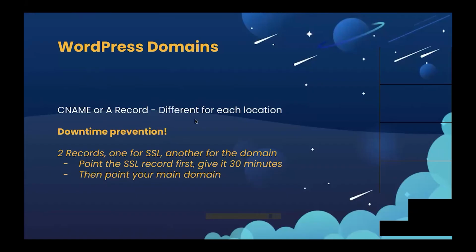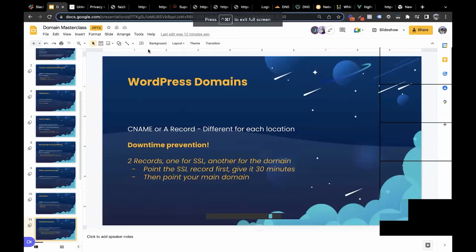So to prevent the downtime, we've divided this into two parts. First you create a record for SSL, because it takes up to 30 minutes for the SSL to be generated. So first I'll create a record for my SSL, and next I will point my domain. When the SSL is done after 30 minutes, when I'm sure that SSL should be done by now, then I'll create the second record, which will be just like any other records that we've seen right now. Let's look at a live demo so that it makes more sense to you.